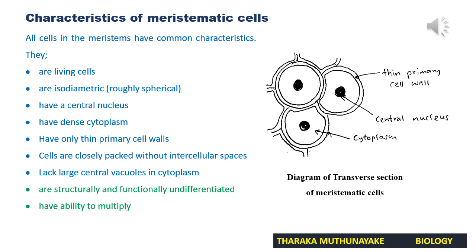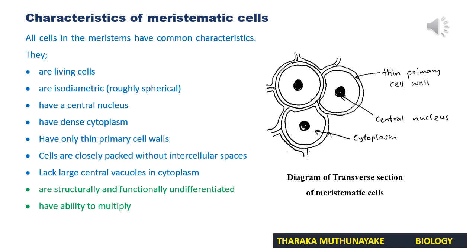Okay, now we will move to characteristics of meristematic cells. All cells in the meristems have common characteristics. Among them, first we will discuss structural features. When we are discussing these structural features, focus on this tissue diagram. Here it says, as a first feature, all are living cells. Then second, they are isodiametric, roughly spherical in shape. What is the meaning of isodiametric? That means they have similar diameter. You can observe in this diagram, all these cells have almost the same diameter, the same size.